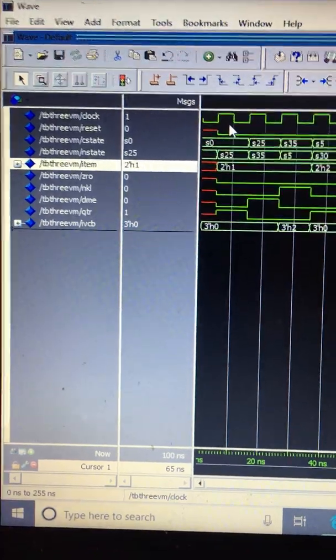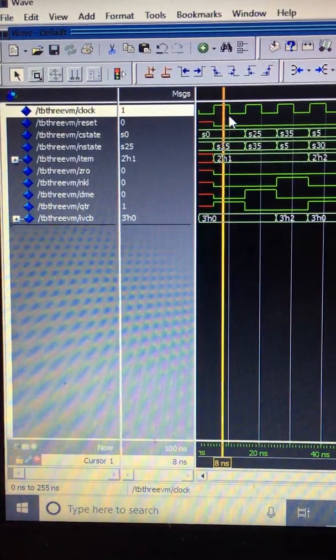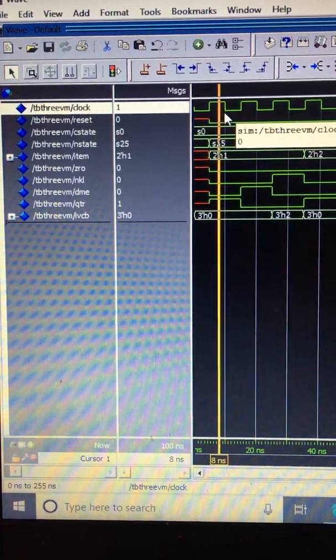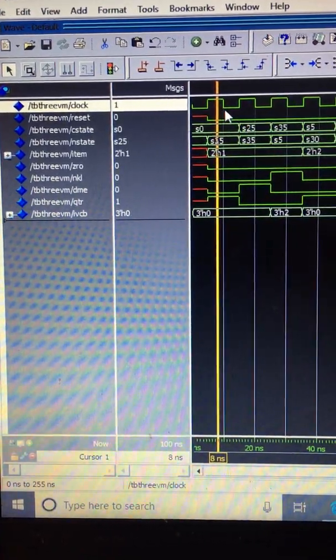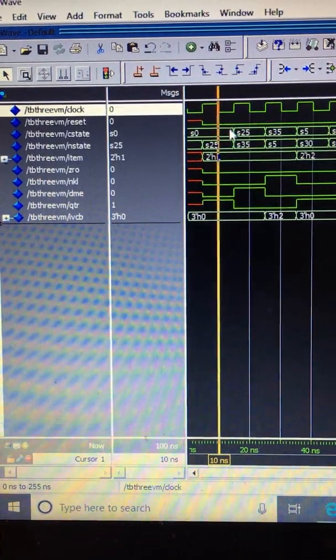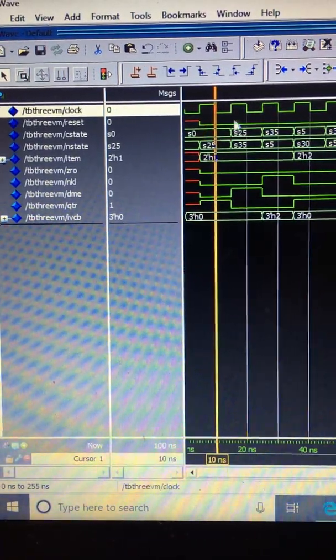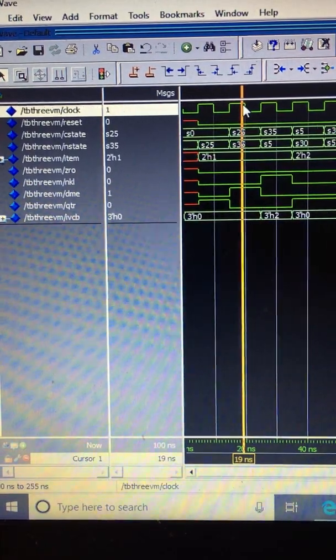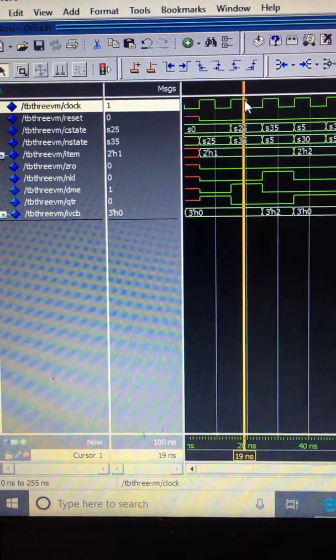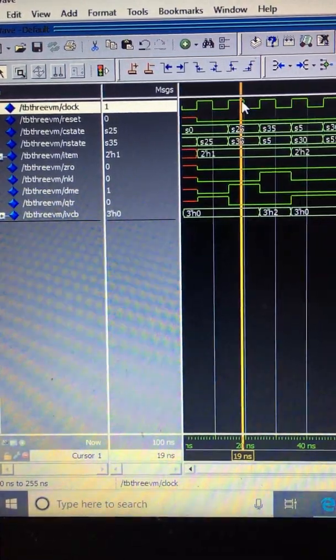At the first rising edge, a quarter is being inserted, and it is in state 0, and the next state is state 25. Item 1 is being selected, and the output is 0. And at the next rising edge, a dime is being inserted, and so the next state is state 35.